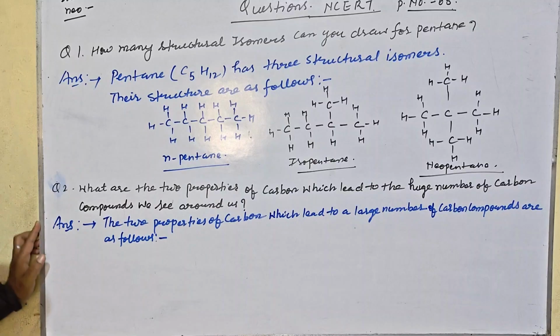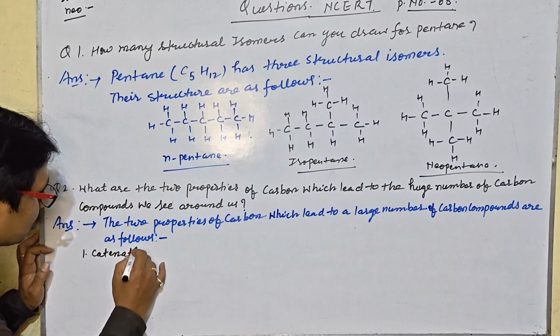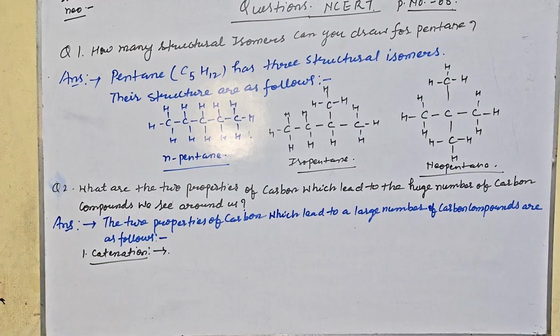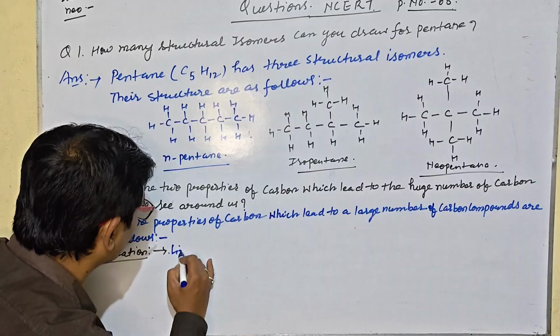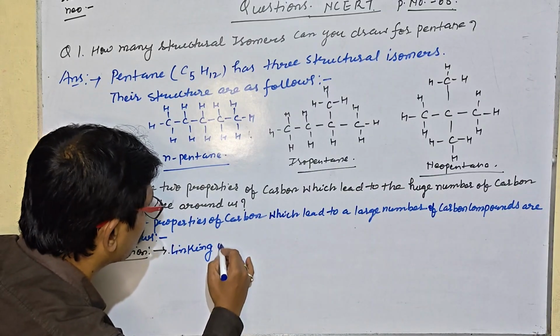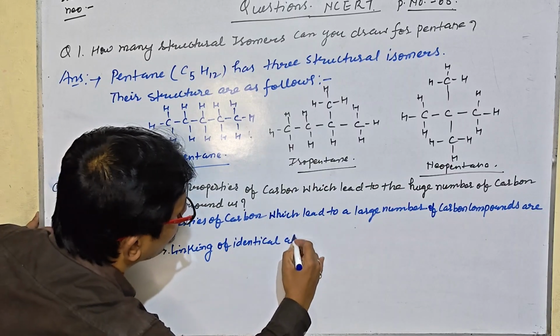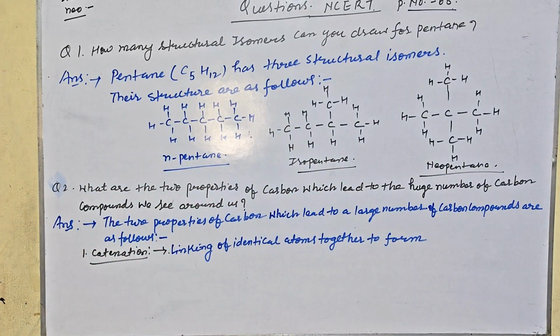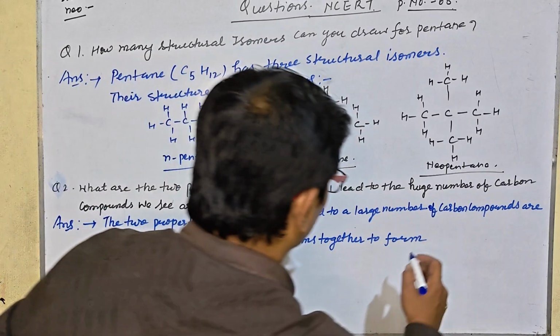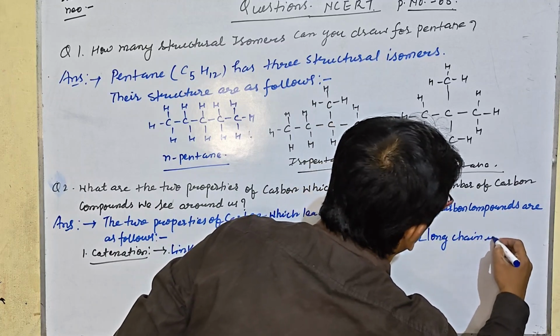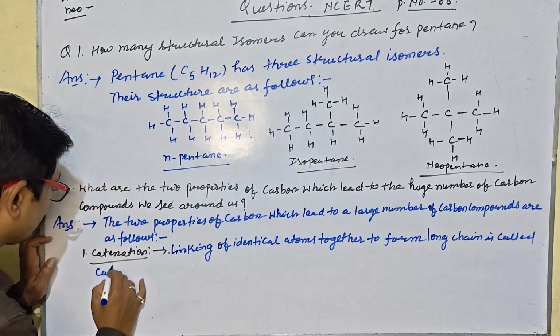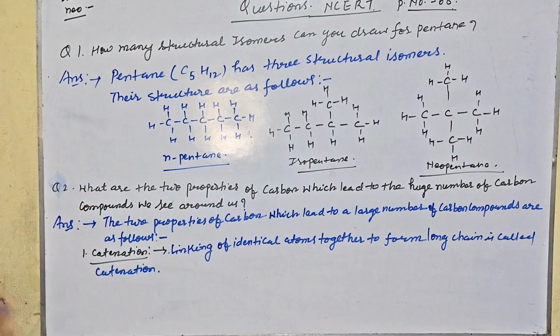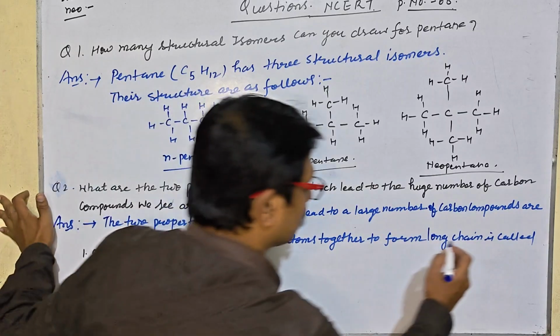In the first one I told you, the catenation. So what is catenation? You already read. Catenation is the linking of identical atoms together to form long chains. We all know this is the definition of catenation. So linking of identical atoms together to form long chains is called catenation.